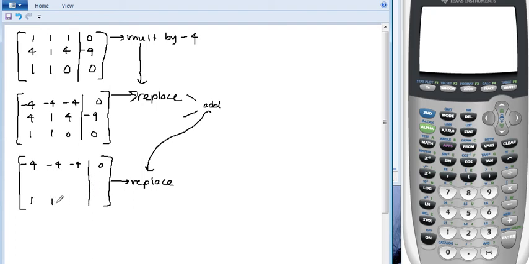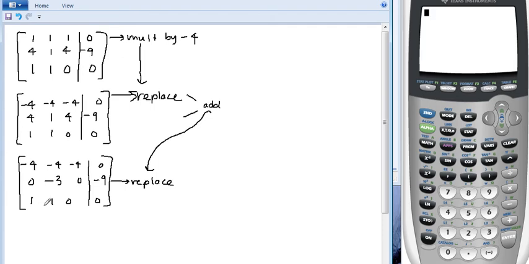Now I want to leave this one alone. I'm going to add these two. So I've got -4 and 4 for 0, -4 and 1 for -3, -4 and 4 for 0, and 0 and -9 for -9. Okay? So far what I'm doing is getting this one to a 0. Now I'm working on this one.